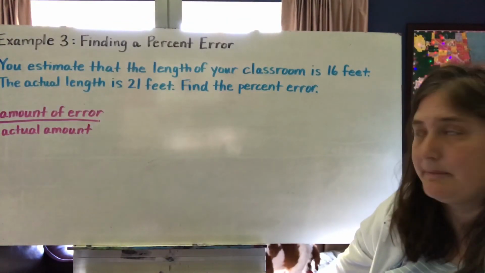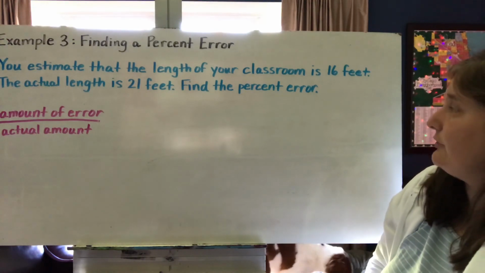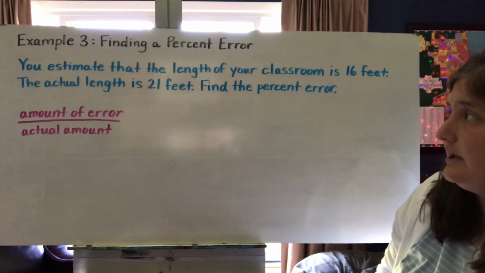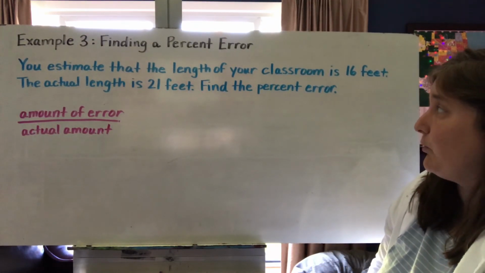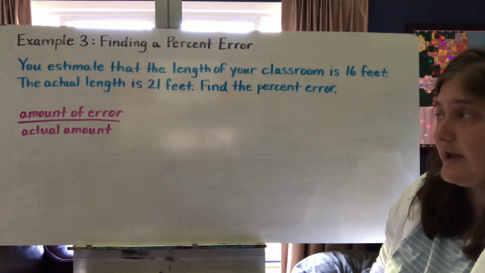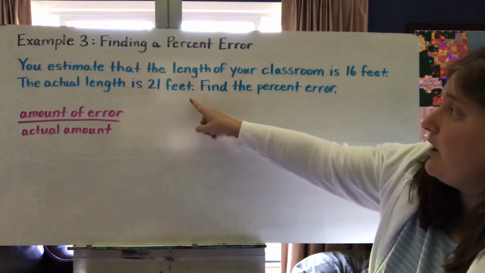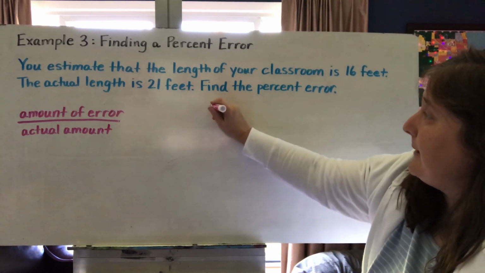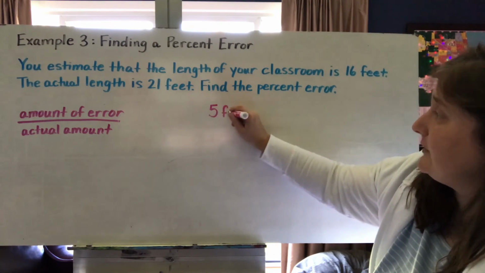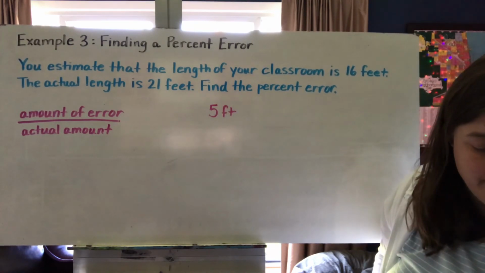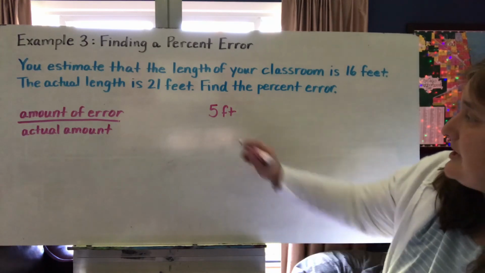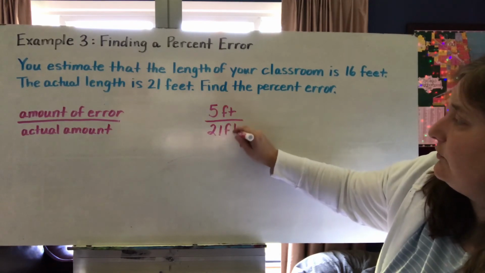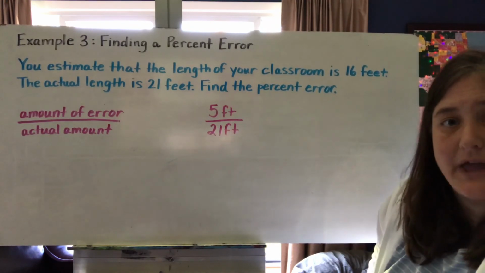Let's look at one more example, finding a percent of error. So you estimated that the length of your classroom was about 16 feet. Then we measured and the actual length was 21 feet. So we want to find the percent of error. So your guess was off here by 5 feet. I got that by doing 21 minus 16. So you were off by about 5 feet. Now, the actual length was 21 feet. So I do my error divided by the actual.